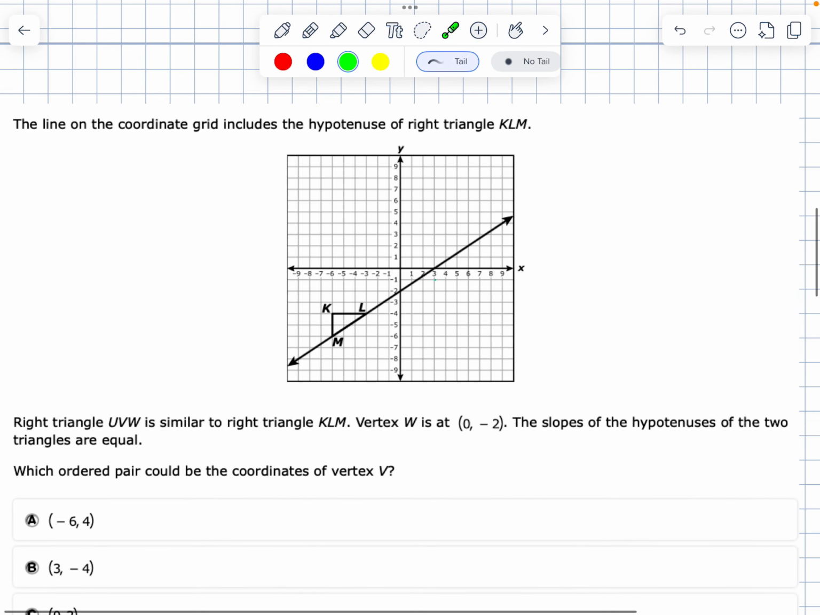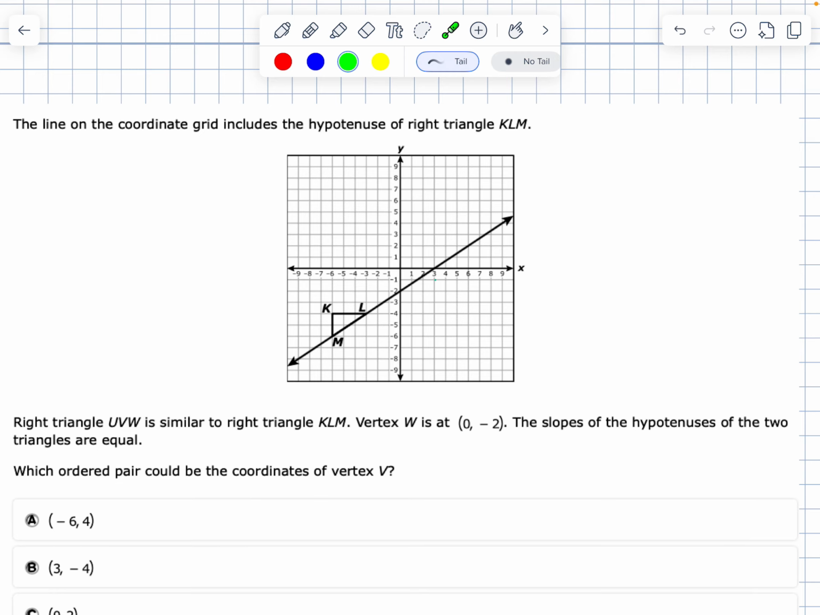This problem says the line on the coordinate grid includes the hypotenuse of right triangle KLM. And there it is. And right triangle UVW is similar to right triangle KLM with a vertex W at the point (0, -2). The slopes of the hypotenuses of the two triangles are equal, and they want you to find the ordered pair that could be the coordinates of vertex V.